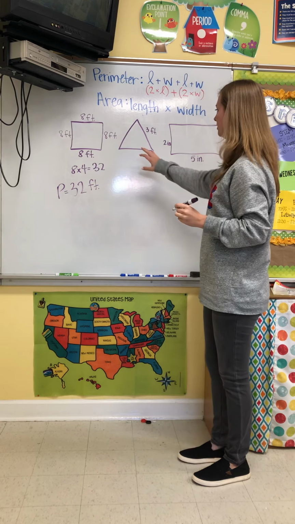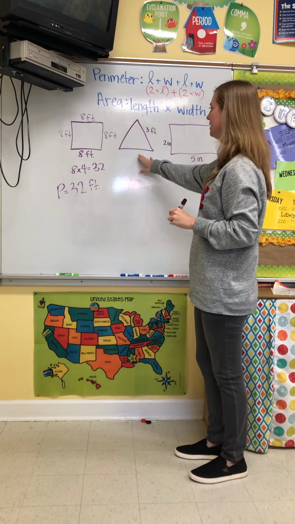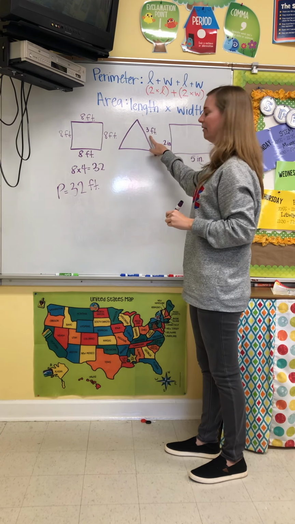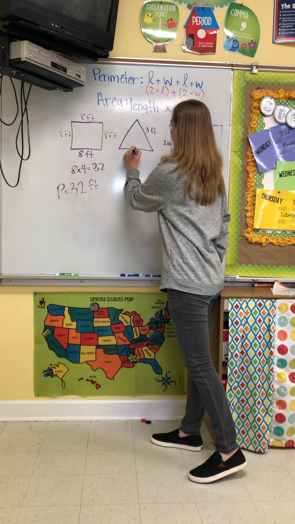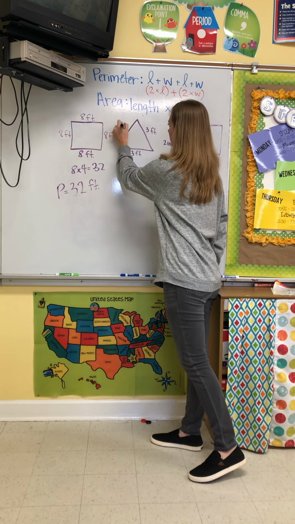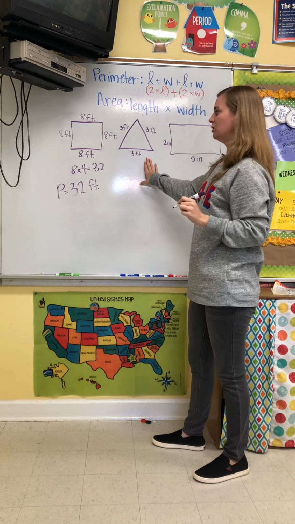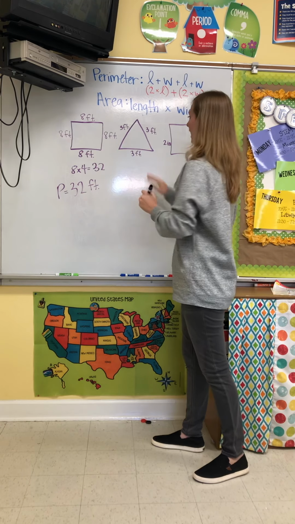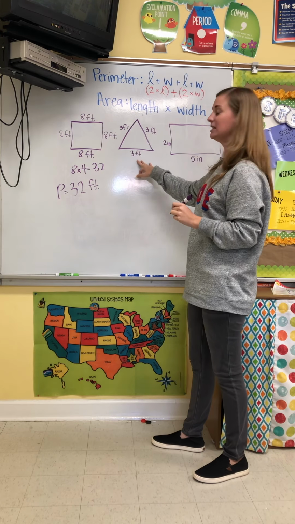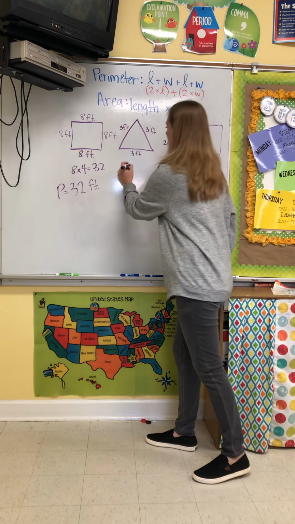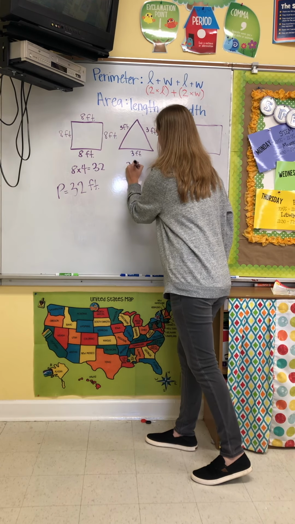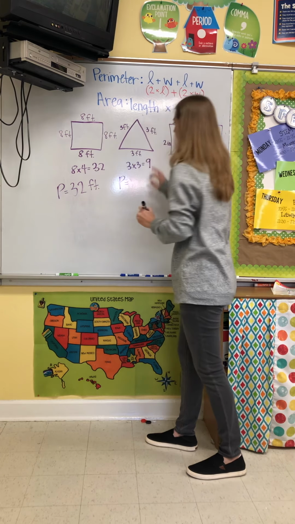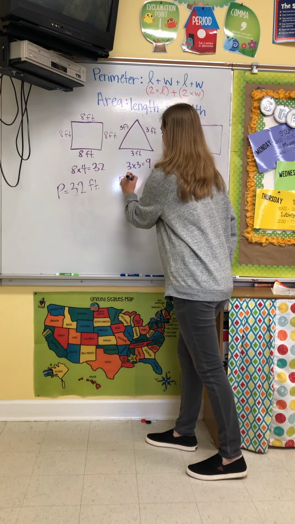Okay, and now let's move on to our equilateral triangle. It's the same way. We know all of our sides are the same length. They're all equal, and so we have 3 feet. So let's label the rest of our sides 3 feet. I'm going to do the same thing I did with my square and add up all the sides together. I could add them up, or I can multiply 3 times 3 because I have 3 sides. 3 times 3 is 9. So the perimeter of this equilateral triangle is going to be 9 feet.